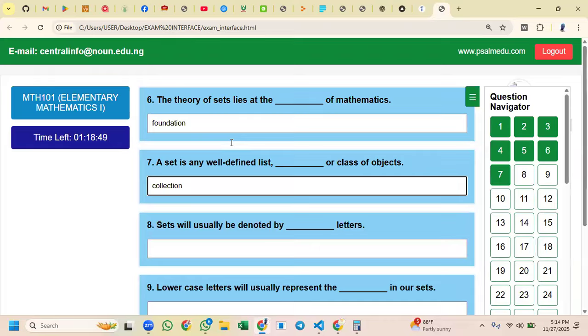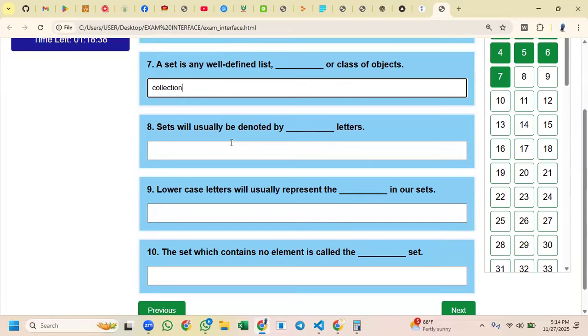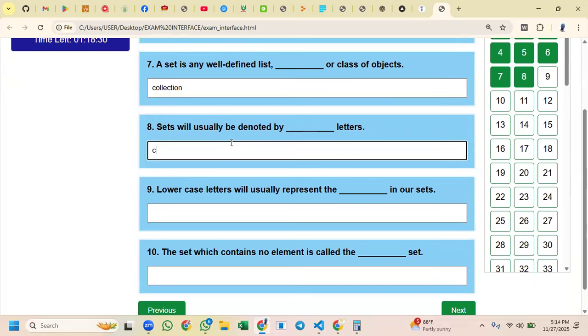You see the way I'm typing it? Yes, sir. Because it's in between words. Although we say that one doesn't matter, it's better to write it all in small letters like this, since it's not a proper noun and it's in between words. Now, sets will usually be denoted by dash letters. Capital letters. Sets are denoted by capital letters. It is the elements of sets that we denote with what?